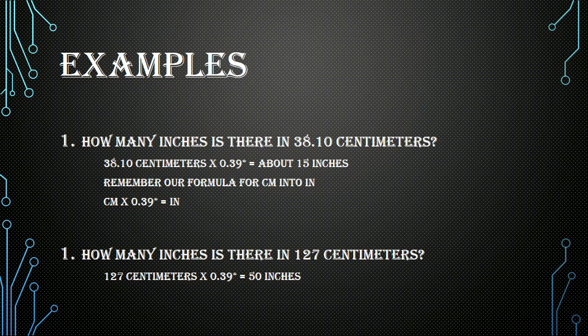For our next question, it's the same exact way. We take 127 centimeters, multiply it by 0.39, and this equals 50 inches. Again, if you're still having trouble, you can always use the reference sheet. It converts the units for you, and it's there as a tool to help you.